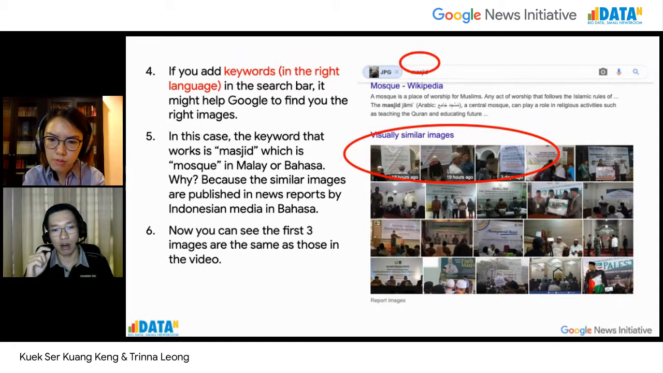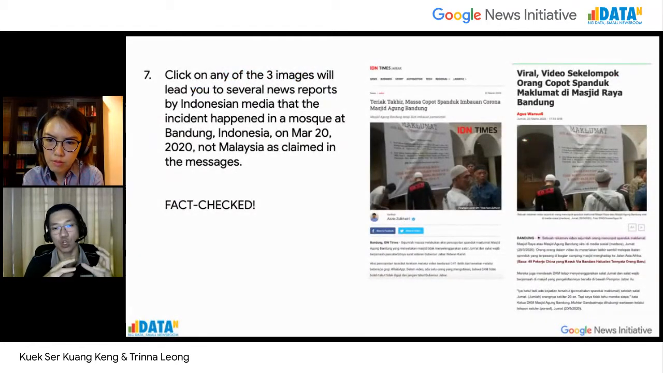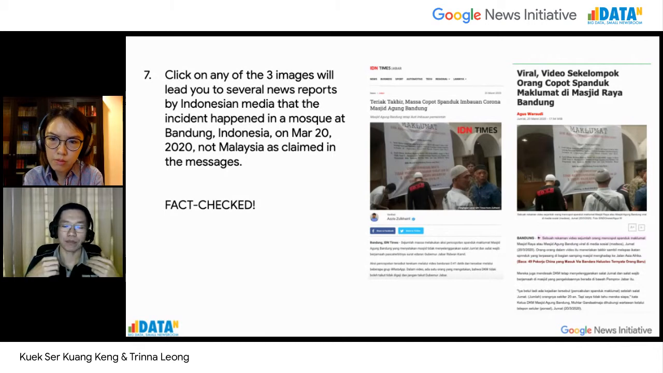So I just click on one of the images, and it shows me the stories, the news that were published that use the frame from the video. Then I was able to confirm that this case actually happened in Bandung in Indonesia on the 20th of March 2020, and not in Malaysia as claimed in the message that I received. So fact check. In this case, reverse image search is really a very powerful feature that you can use.